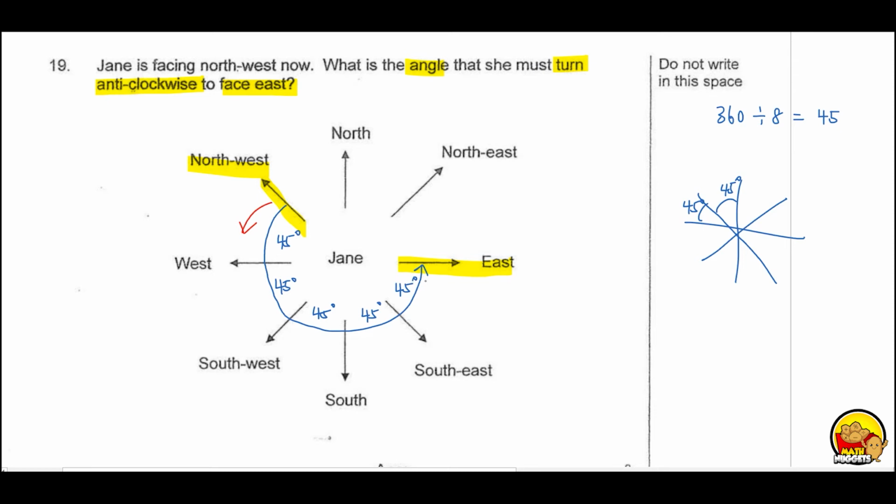So you just need to count the number of parts that she's moving. She's going to be moving from northwest to east, which is 1 part, 2, 3, 4, 5. So she's moving 5 parts of 45 degrees. So 45 times 5, that's 225 degrees. That's the answer.